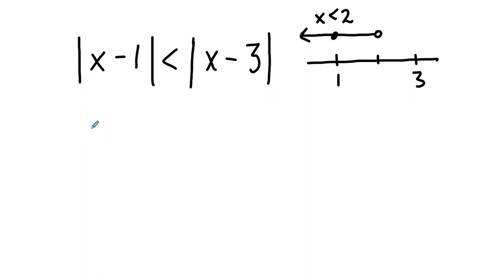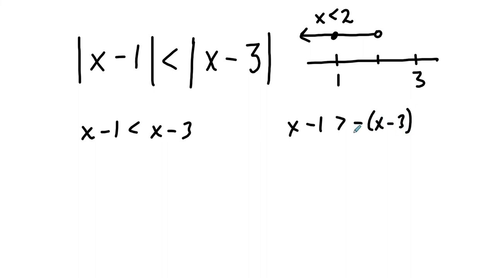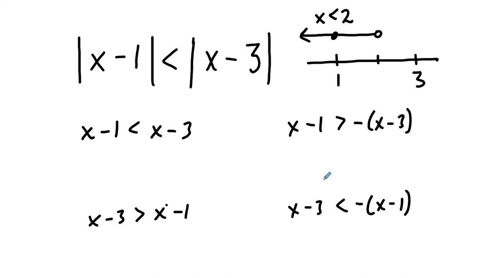So what are the four cases? So case 1, x minus 1 is less than x minus 3, straightforward enough. Case 2, x minus 1 is greater than the opposite of x minus 3. So what I just did right there was I took the opposite of one side, and that will reverse the direction of my inequality. I also want to look at it from the other perspective, right? So x minus 3 is greater than x minus 1. I'm just kind of reading it from this direction. Or x minus 3 is less than the opposite of x minus 1. So look at this. There are four cases, right?